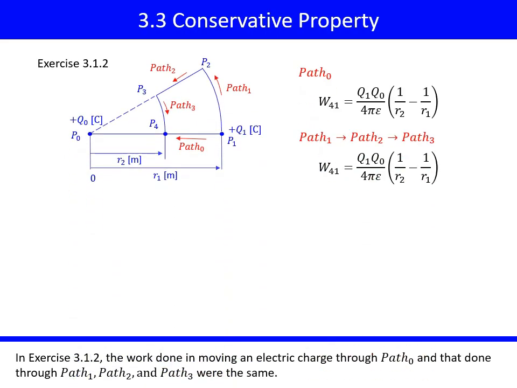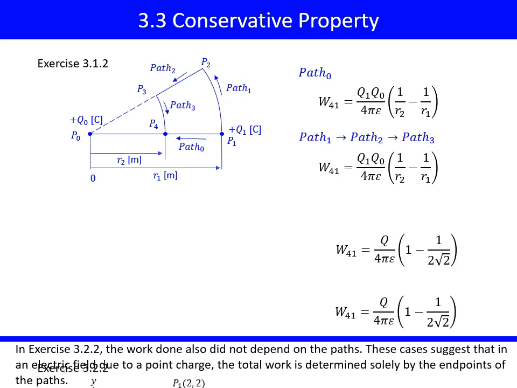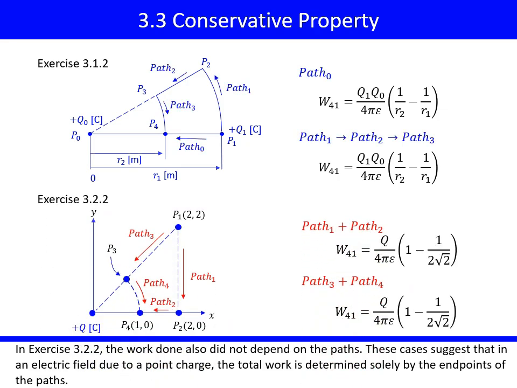In exercise 3.1.2, the work done in moving an electric charge through path 0, path 1, path 2, and path 3 was the same. In exercise 3.2.2, the work done also did not depend on the paths. These cases suggest that in an electric field due to a point charge, the total work is determined solely by the endpoints of the paths.